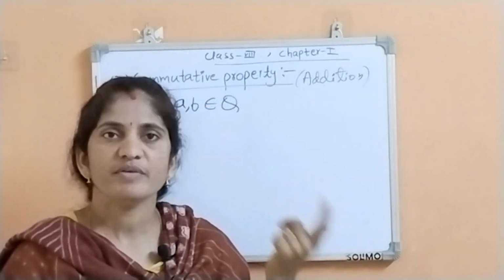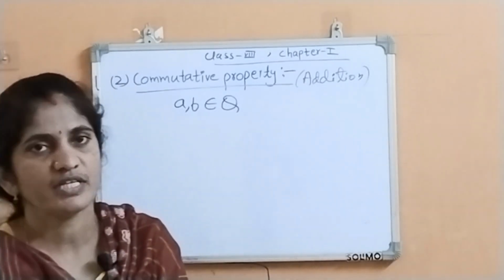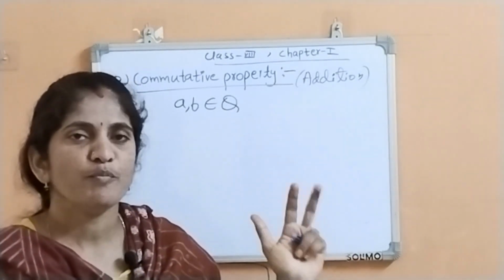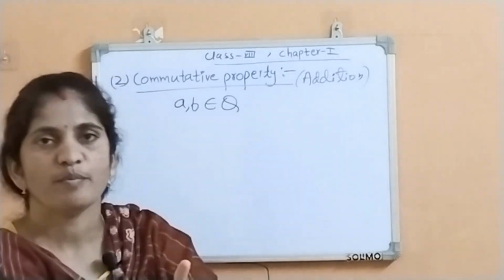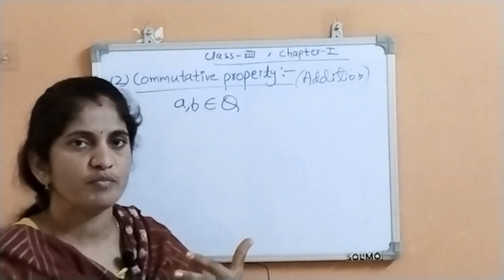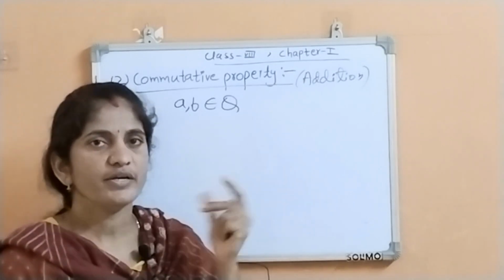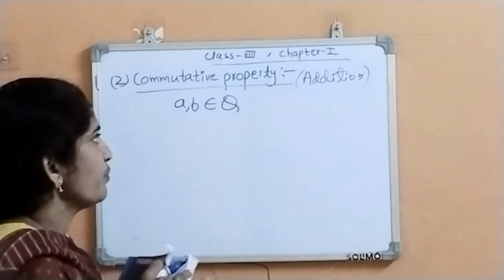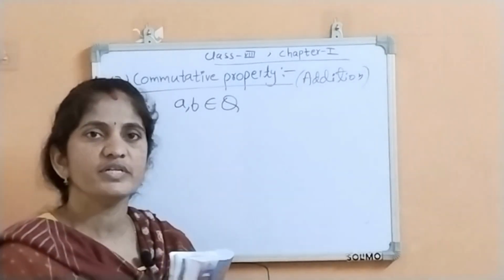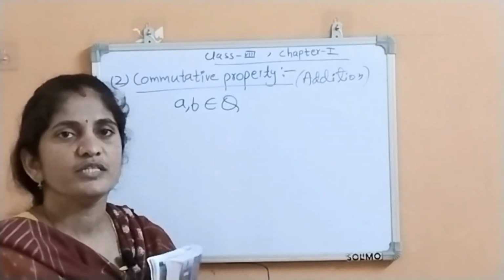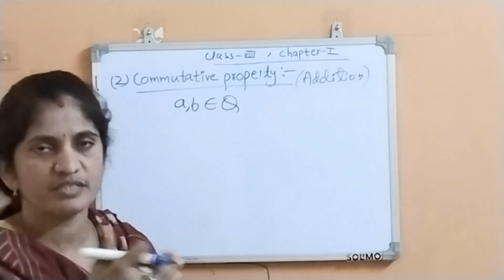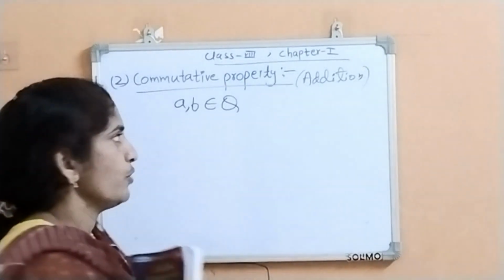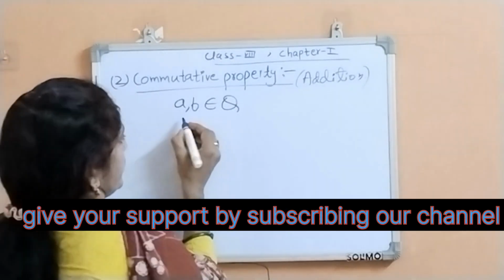In the previous classes, in 6th class and 7th class, we discussed the commutative property of whole numbers and the commutative property of integers. Now we came to rational numbers. So you already know what the commutative property is. The commutative property states that there is no change in the result by changing the order of the numbers, by changing the order of the operation.